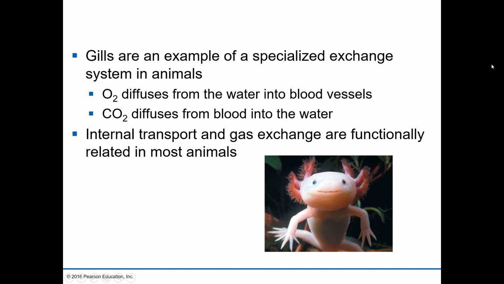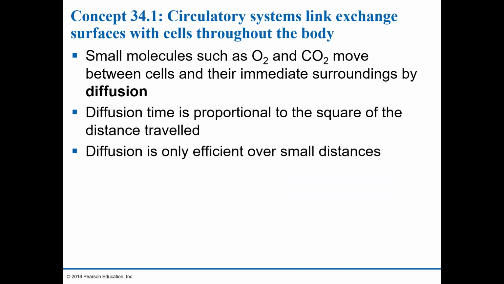One example would be gills. They're specialized things that allow for exchange of oxygen. Oxygen diffuses from the water into the blood vessels, and then CO2 diffuses from the blood back out into the water, causing the bubbles that you see when you see fish breathing or a turtle down there. So internal transport and gas exchange are functionally related in most animals, and we'll see this in humans and mammals as well, how it's all inside.